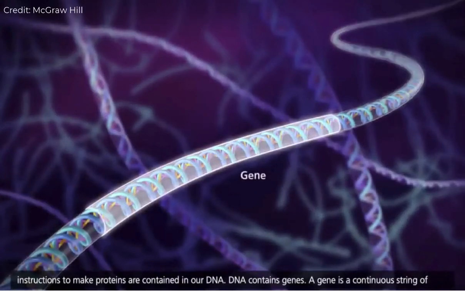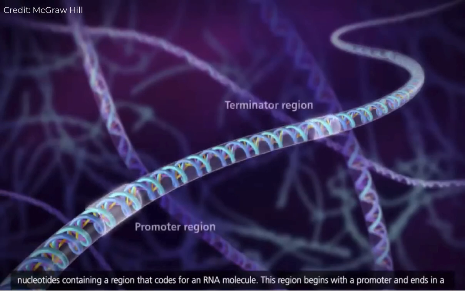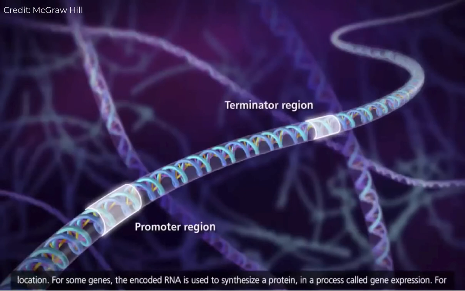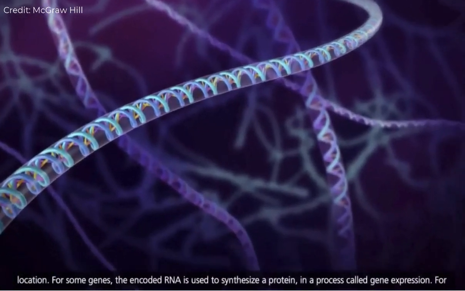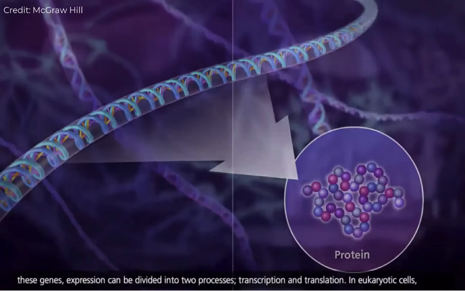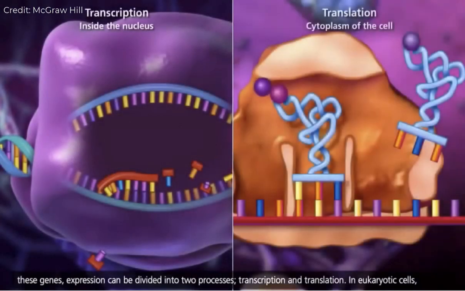DNA contains genes. A gene is a continuous string of nucleotides containing a region that codes for an RNA molecule. This region begins with a promoter and ends in a terminator. Genes also contain regulatory sequences that can be found near the promoter or at a more distant location. For some genes, the encoded RNA is used to synthesize a protein in a process called gene expression. For these genes, expression can be divided into two processes, transcription and translation.